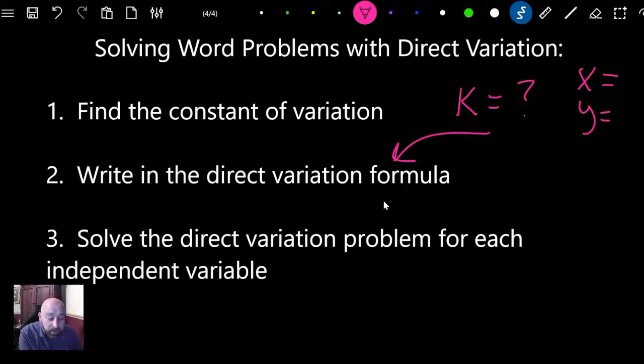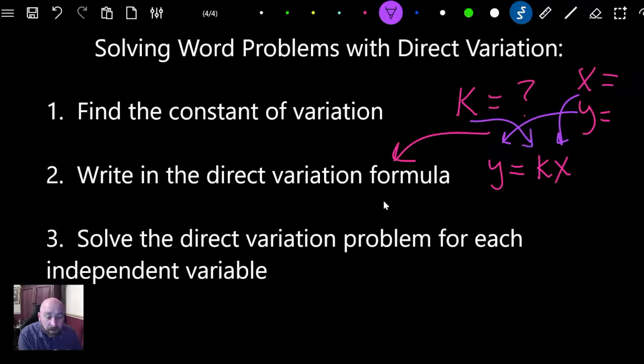So what is the formula? Y equals kx, right? And so now what we want to do is plug into that. We're going to plug our x in, our y in, and our k in. So read the problem and determine: what's my constant of variation? What's my x? What's my y? Then you start plugging it into that formula. Always go back to this formula. That formula is key when you're solving these.